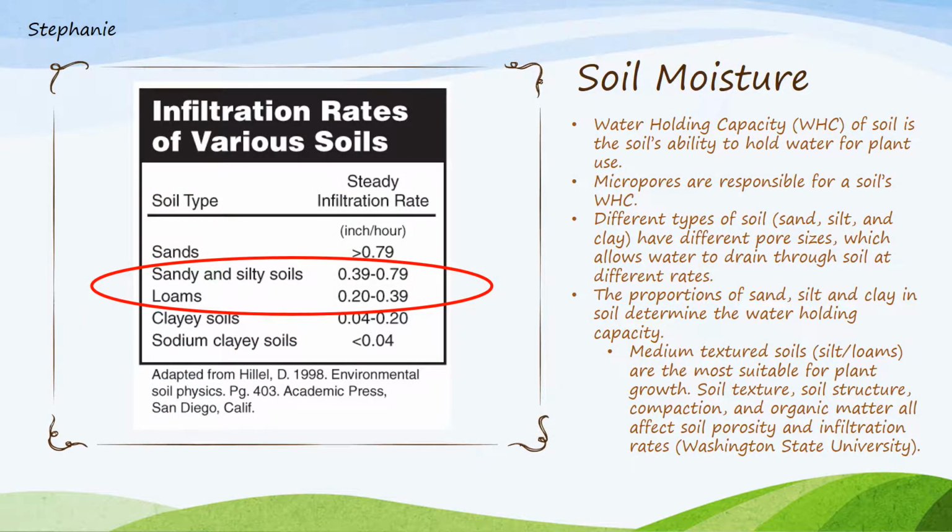An important property of soil is its ability to hold water. Water holding capacity, or WHC, of soil is the soil's ability to hold water for plant use. Micropores are responsible for a soil's WHC. Different types of soil, sand, silt, and clay, have different pore sizes, which allows water to drain through soil at different rates. The proportions of sand, silt, and clay in soil determine the water holding capacity. Medium textured soils, silts or loams, are the most suitable for plant growth. Soil texture, soil structure, compaction, and organic matter all affect soil porosity and infiltration rates.